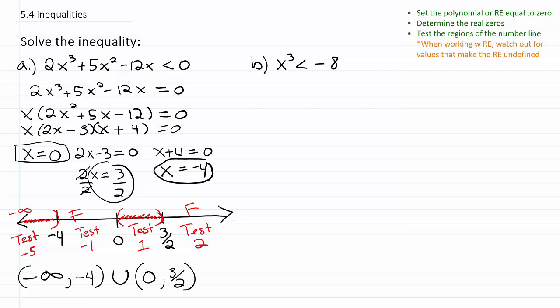All right, let's tackle example B then. For example B, we want to first set it equal to 0. So we'll have x cubed. If we bring the negative 8 over to the other side, it becomes positive 8, and that's less than 0. Then from here, we have to factor this.